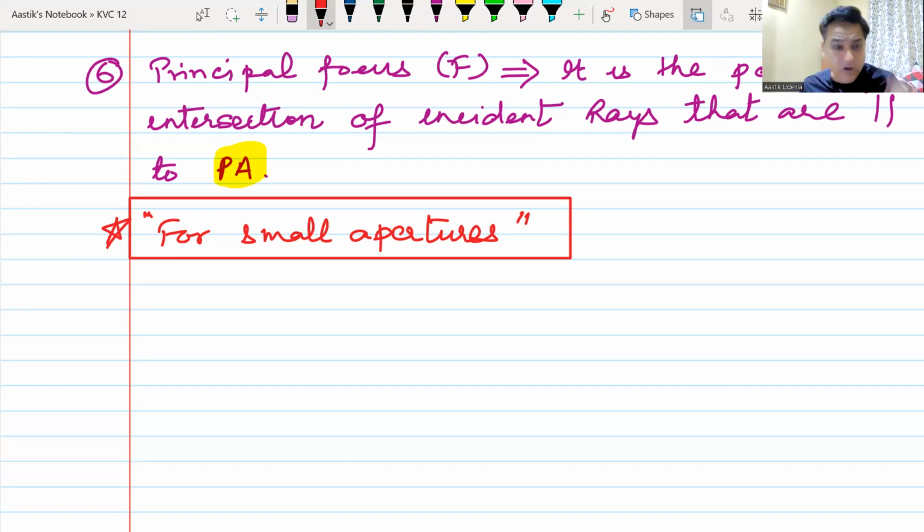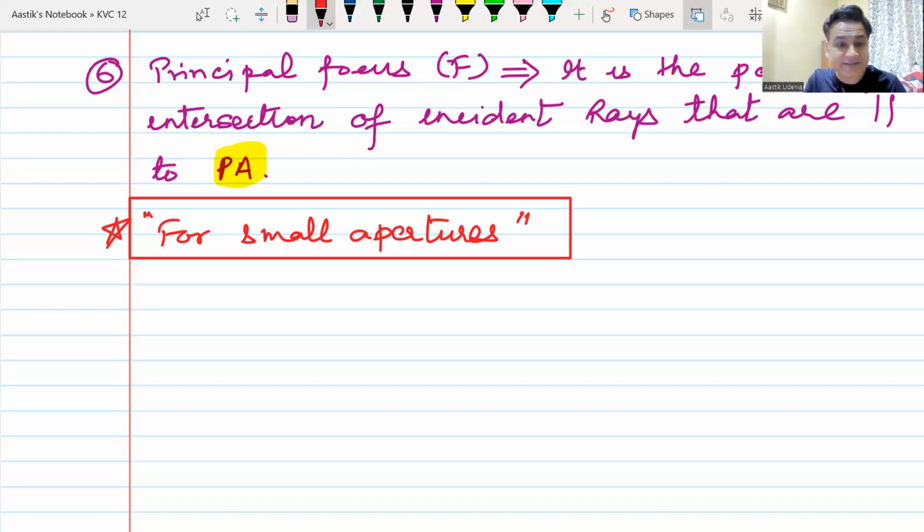Now remember, for a concave mirror, this is a real point because the rays will actually meet. But for a convex mirror, it's a virtual point. The rays do not actually meet, they appear to come. Do we understand this? Then, please note it down, so that we can move on to the next definition.